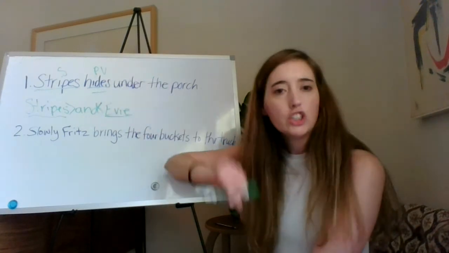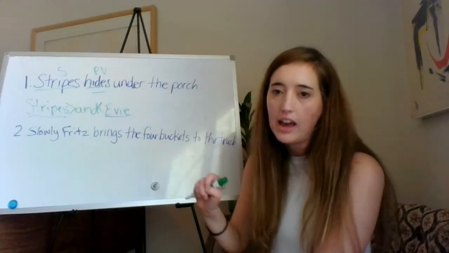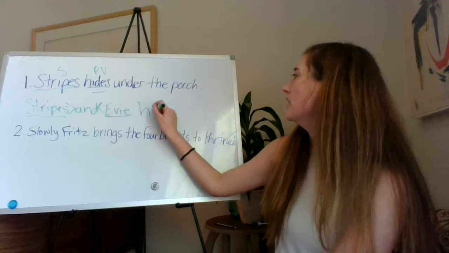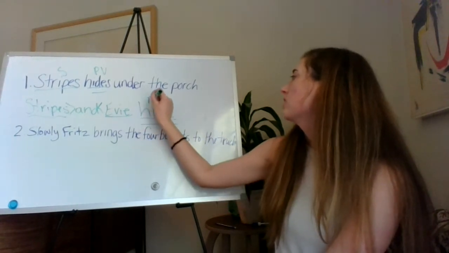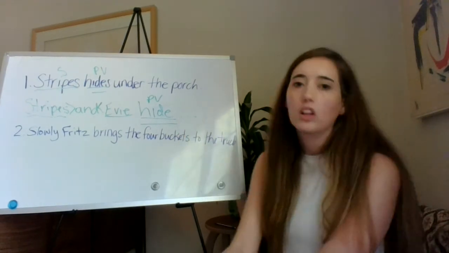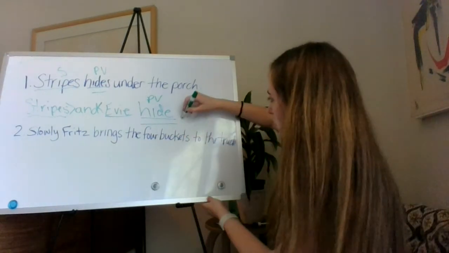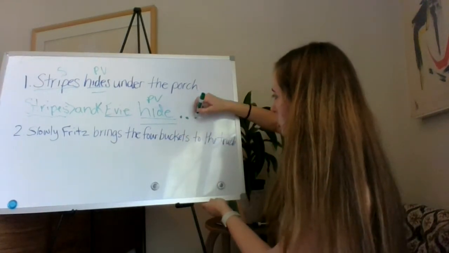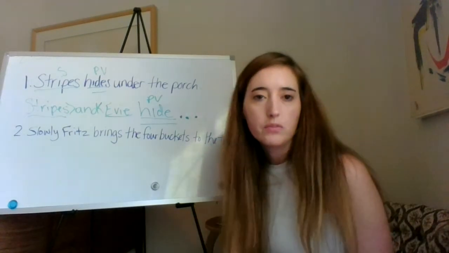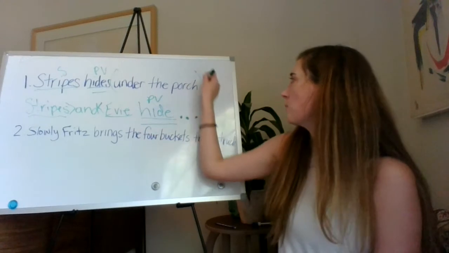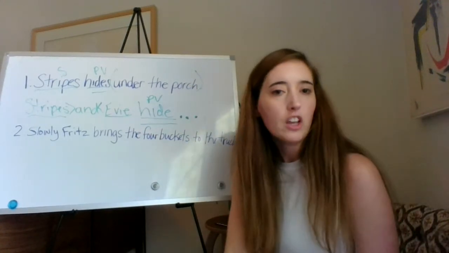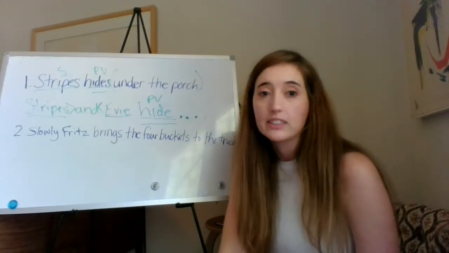We're going to change it to hide, dropping the S. Hide under the porch. I'm going to put 3 dots at the end of it. And no, that doesn't show up super clearly, but to show the rest of that sentence, the prepositional phrase under the porch would go at the end of that. Okay, so dropping that S, that's all we do.